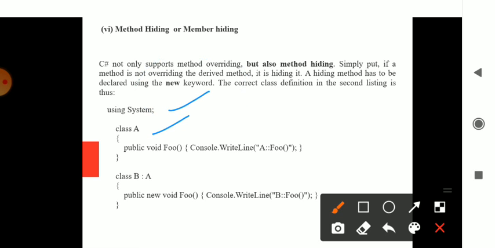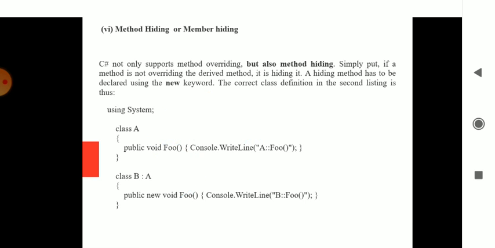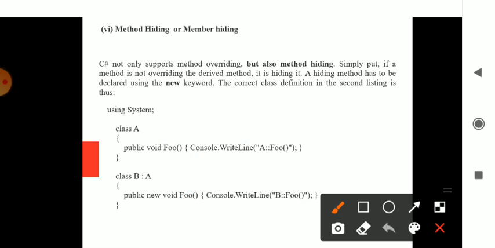In that, a method is there called foo. That method prints the message "A is to foo". In the same way, class B inherits the properties of A. There are some changes in class B, you can check out. You use the keyword new for class B's method foo. Public new void foo is there, and it prints the statement "B is to foo".